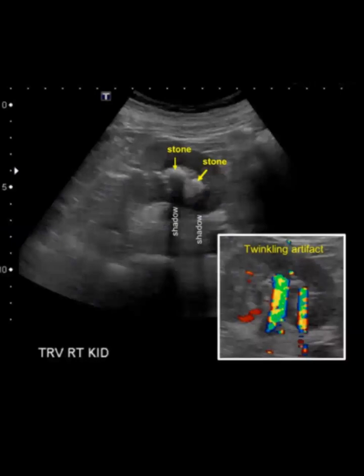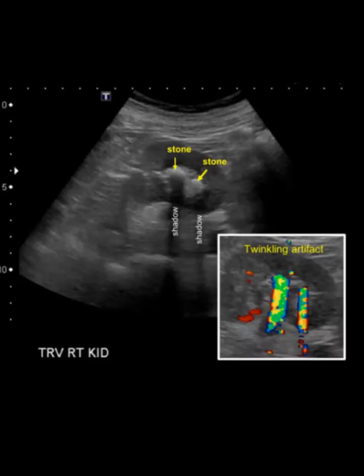If you apply the color Doppler on the stone with posterior shadow, it will show the twinkling artifact. So remember this point, because the examiners are very interested to hear about it. When you are confused whether it is a tiny stone or not a stone, then you should apply the color Doppler, and it will show you the twinkling artifact. Twinkling artifact can confirm that this is a case of stone. It will confirm the diagnosis.